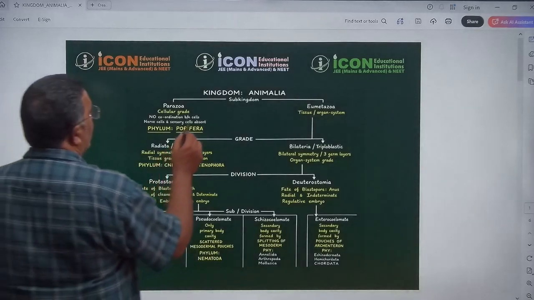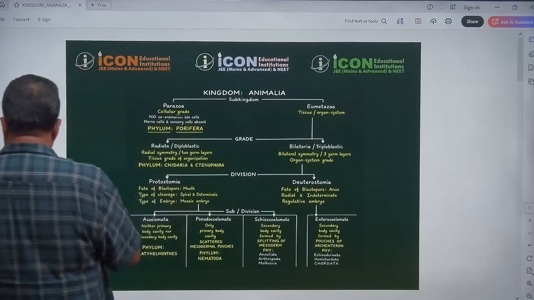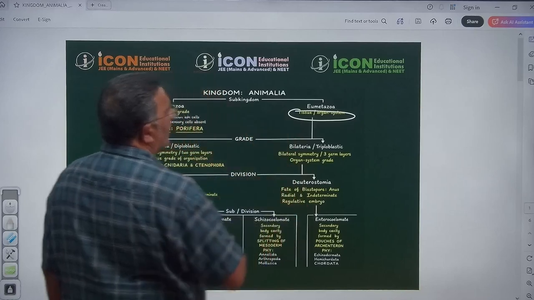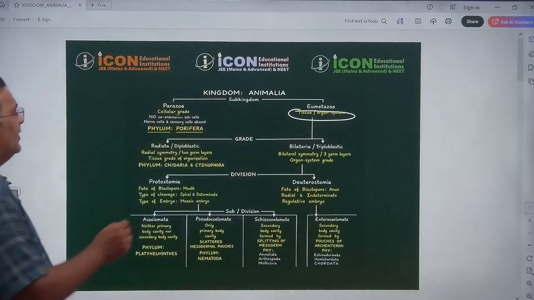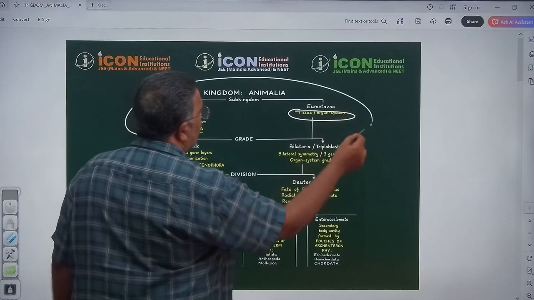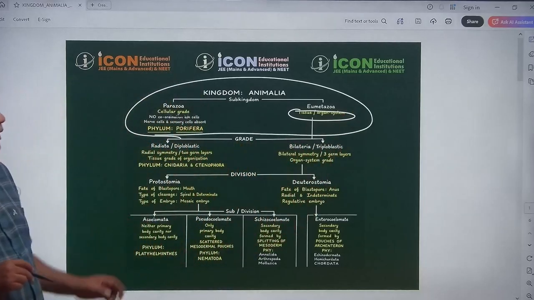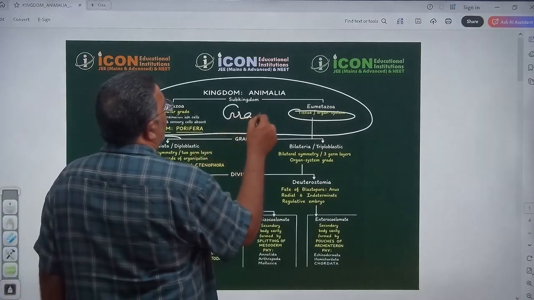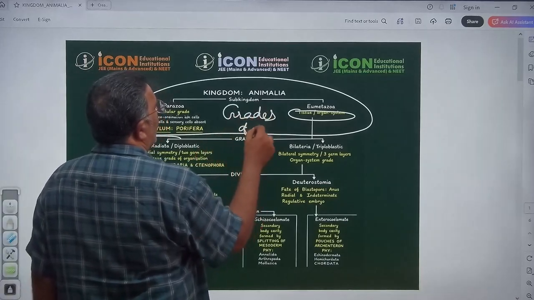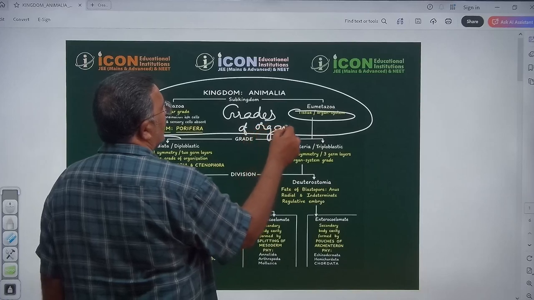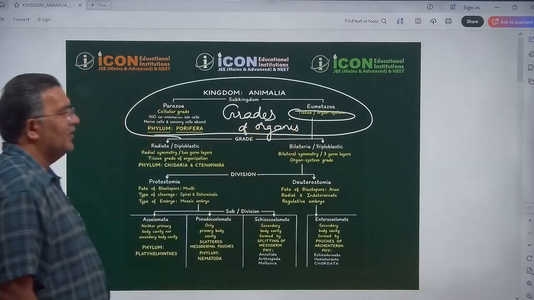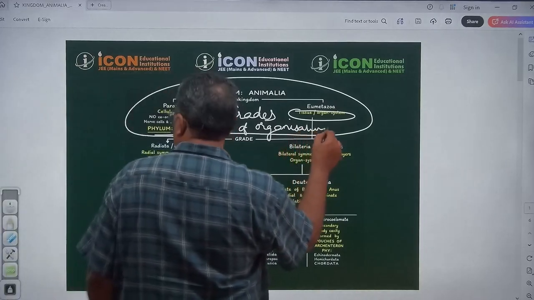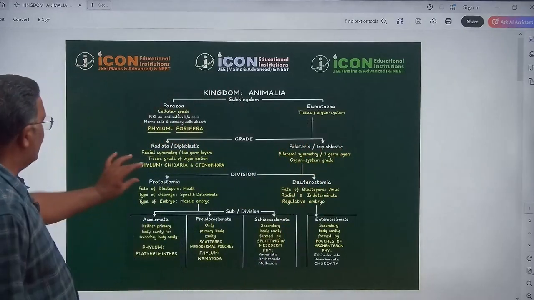You see here, cellular grade of organization present. Here, tissue and organ system grade of organization. That means kingdom Animalia is classified into two subkingdoms. On what basis? Grades of organization. We classified it into two subkingdoms based on grades of organization. Okay. Moving on.